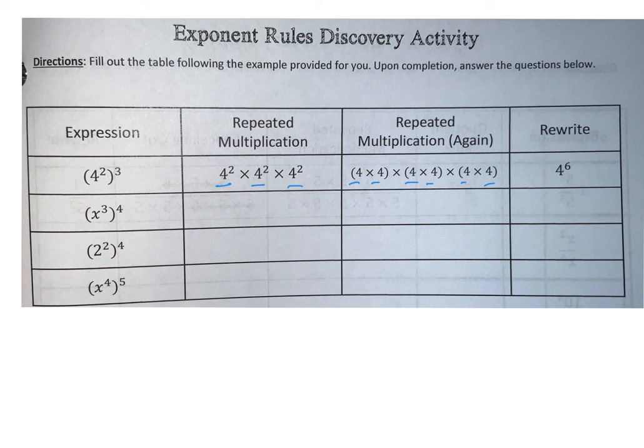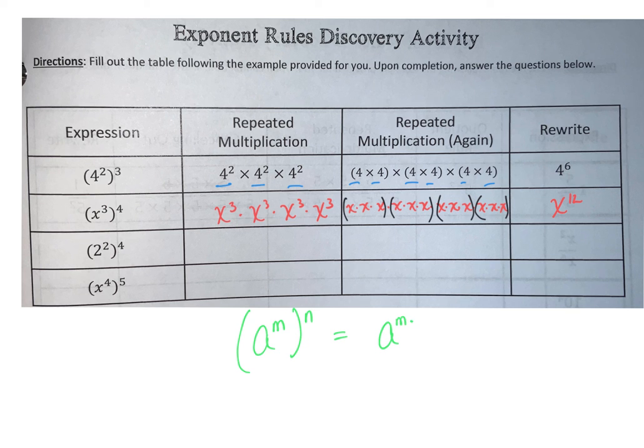6 of them. For this next one, we have x cubed times x cubed times x cubed times x cubed, 4 times. And then if we expanded that, how many would we end up with? 12. And so as you go along, what is the pattern that you see happening here? What are they doing to those exponents? They are multiplying them. And that is the rule. If I have a to the m and that whole thing is raised to the n, my rule is that I multiply those exponents.